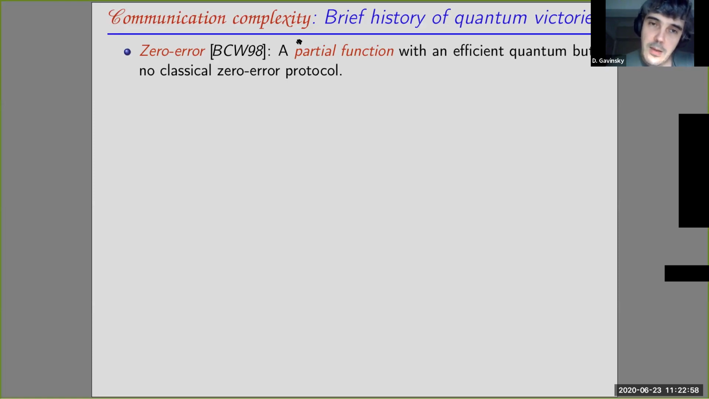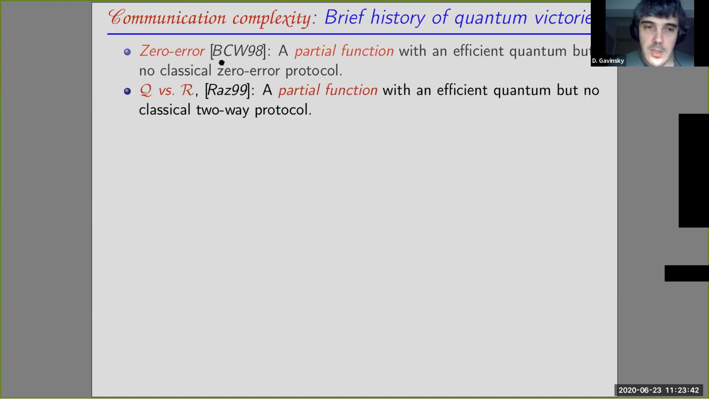The first result in the list, which can be viewed as a qualitative demonstration of the advantage of quantum communication over classical, is from 1998 by Buhrman, Cleve, and Wigderson. There they gave a partial function that had an efficient quantum but no efficient classical communication protocol. The limitation of that result was that they only considered zero-error protocols. You can probably agree that, in the context of quantum communication, where everything is randomized, this limitation feels unnecessary and artificial.